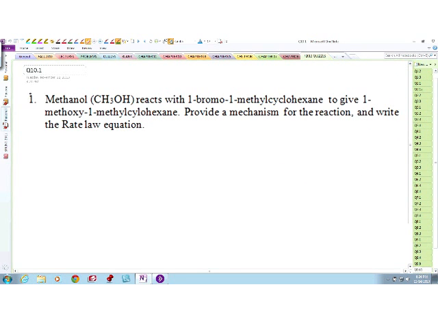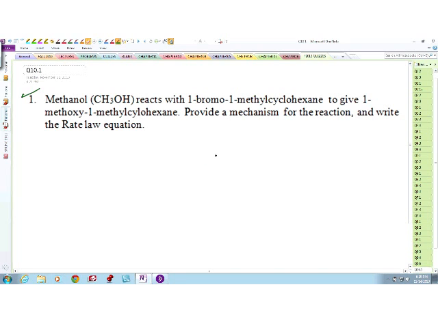Okay, can you read this for us? Methanol, CH3OH, reacts with 1-bromo-1-methylcyclohexane to get 1-methoxy-1-methylcyclohexane. Provide a mechanism for the reaction and write the rate law. Okay, thank you. So this question is testing, of course, your knowledge of nomenclature. It is also testing your understanding of reaction mechanism.